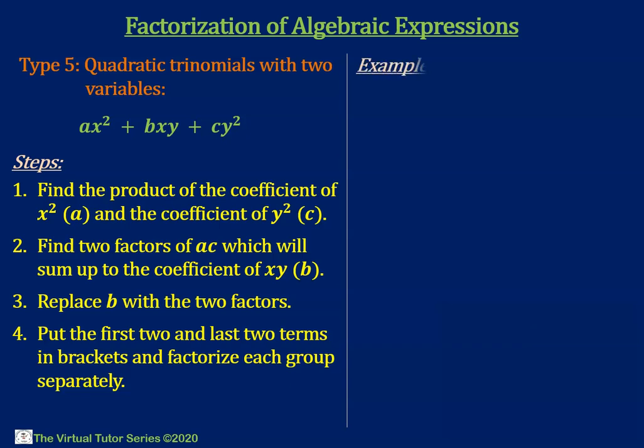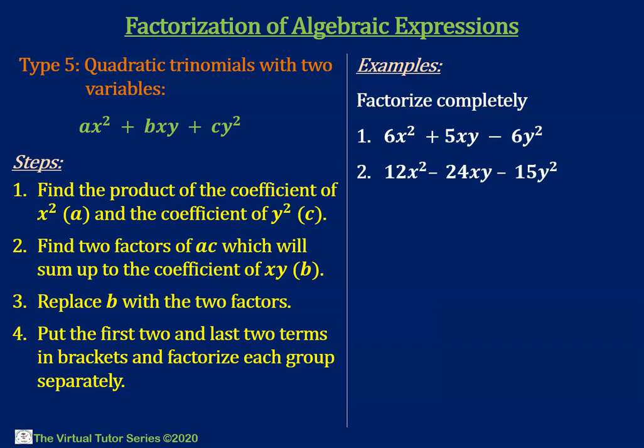Let's consider the following examples. Factorize completely. Solution. Example 1. 6x squared plus 5xy minus 6y squared. Step 1. We find the product of the coefficient of x squared and y squared. The coefficient of x squared is 6 and the coefficient of y squared is negative 6. So the product of 6 and negative 6 is negative 36.